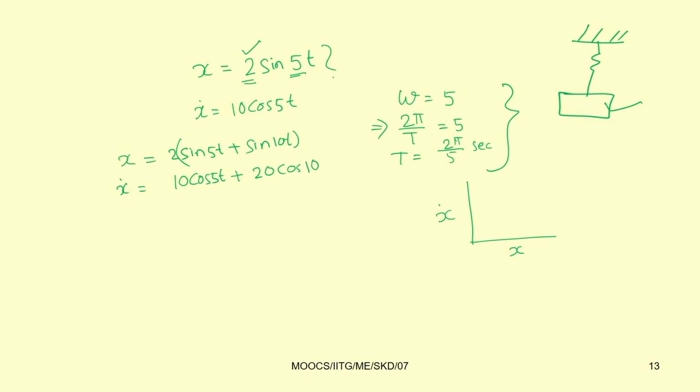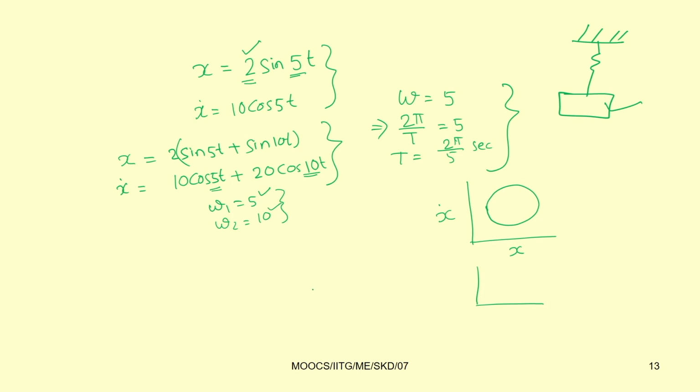In the previous case, when you plot x versus x dot, you get one closed-loop circular curve. But in the second case, you have two frequencies here. One frequency is omega 1 equal to 5, and omega 2 equal to 10, so this is 10 cos 10t.